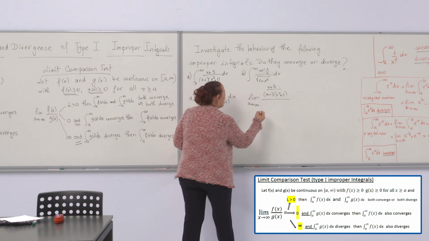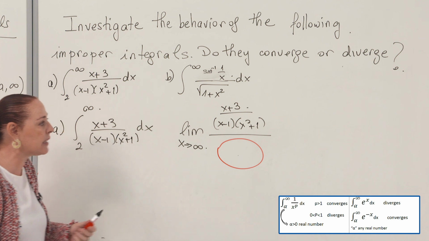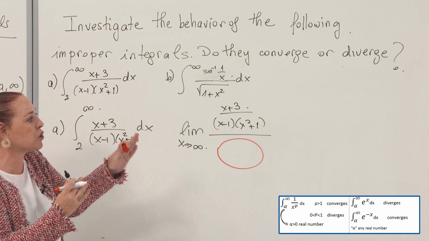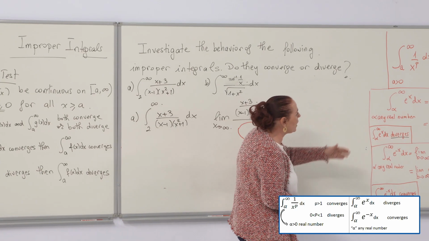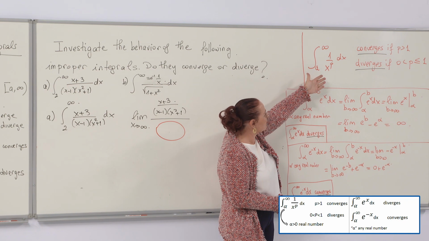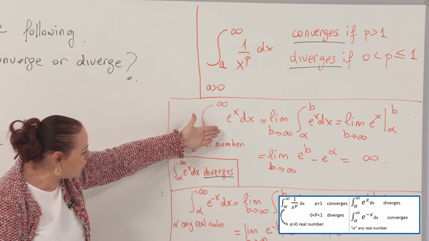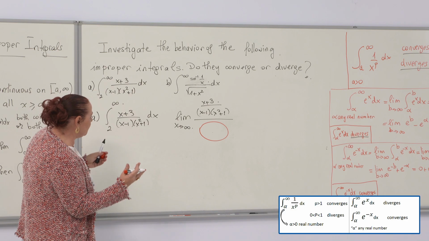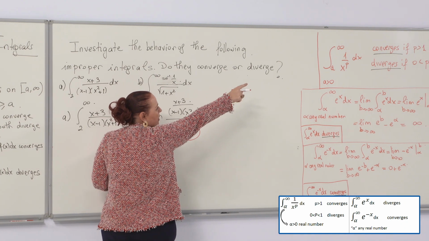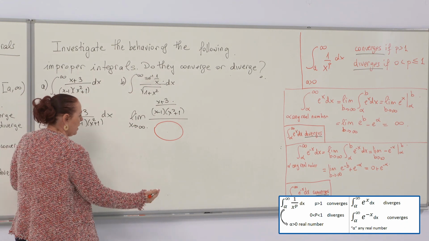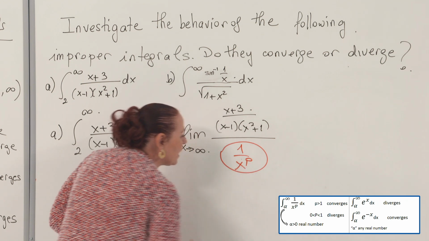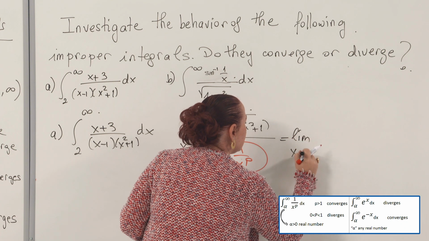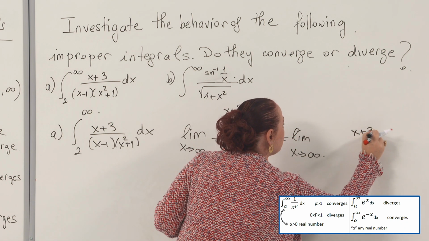I have to come up with something. The something that I come up with for the denominator, I should already know from the start if it is convergent or divergent. What do I know? I know what the P integral is, convergent or divergent, and I know e to the power x and e to the power minus x. So my choice is for the P integral. I'm not deciding which P to put at first. I'm just trying to see what is going to happen.